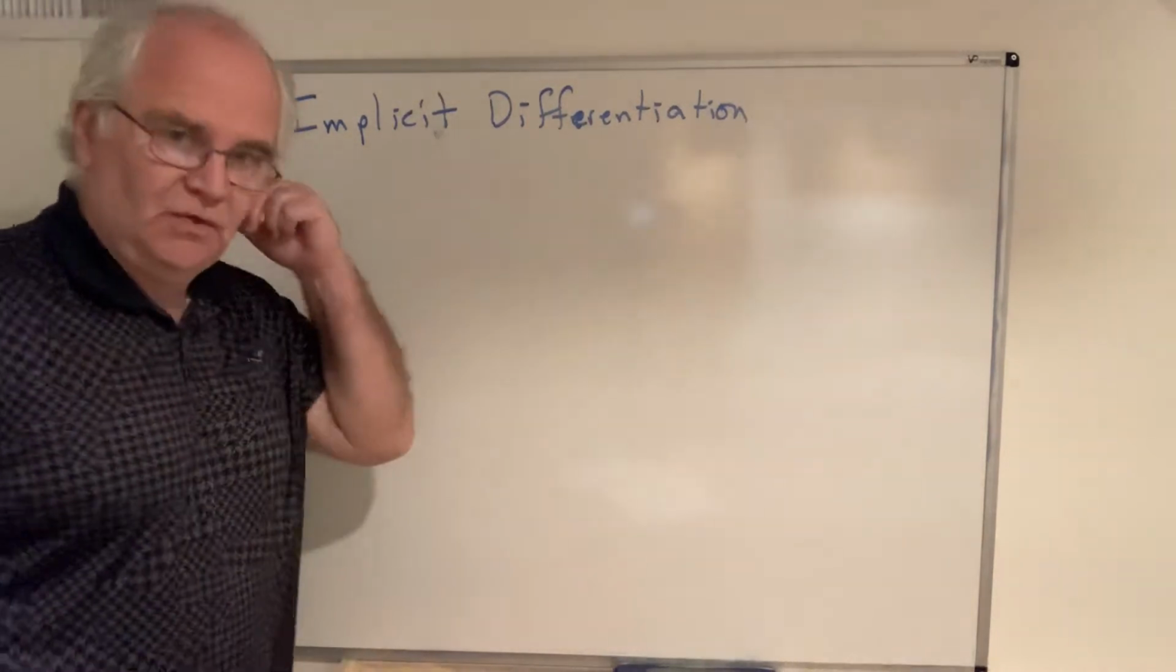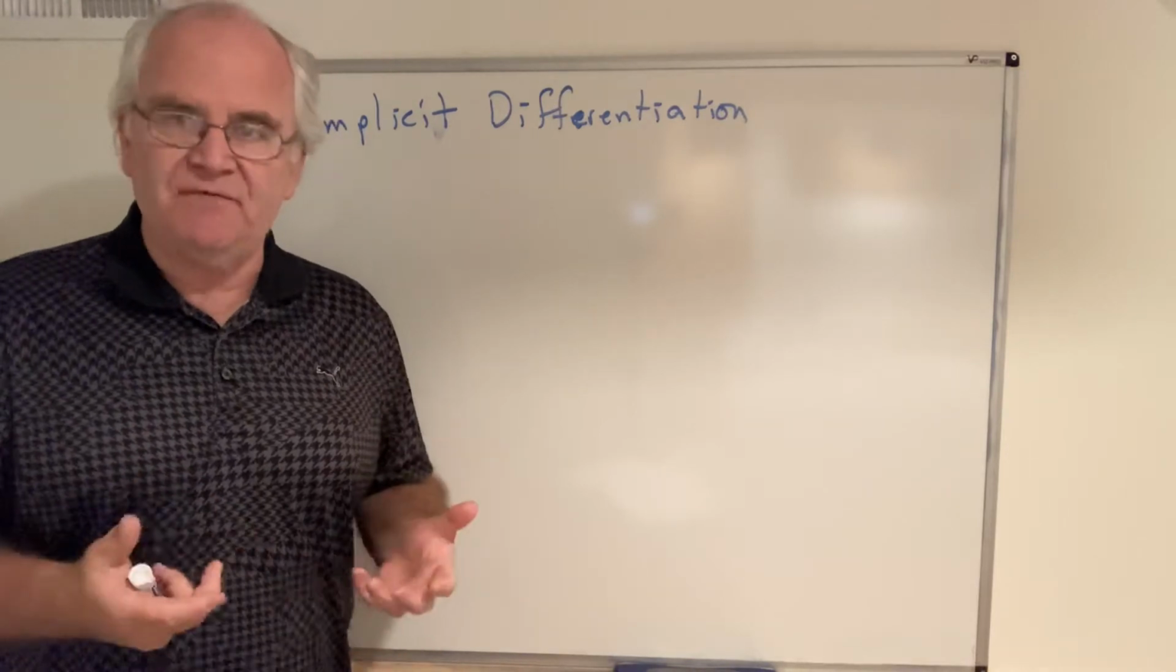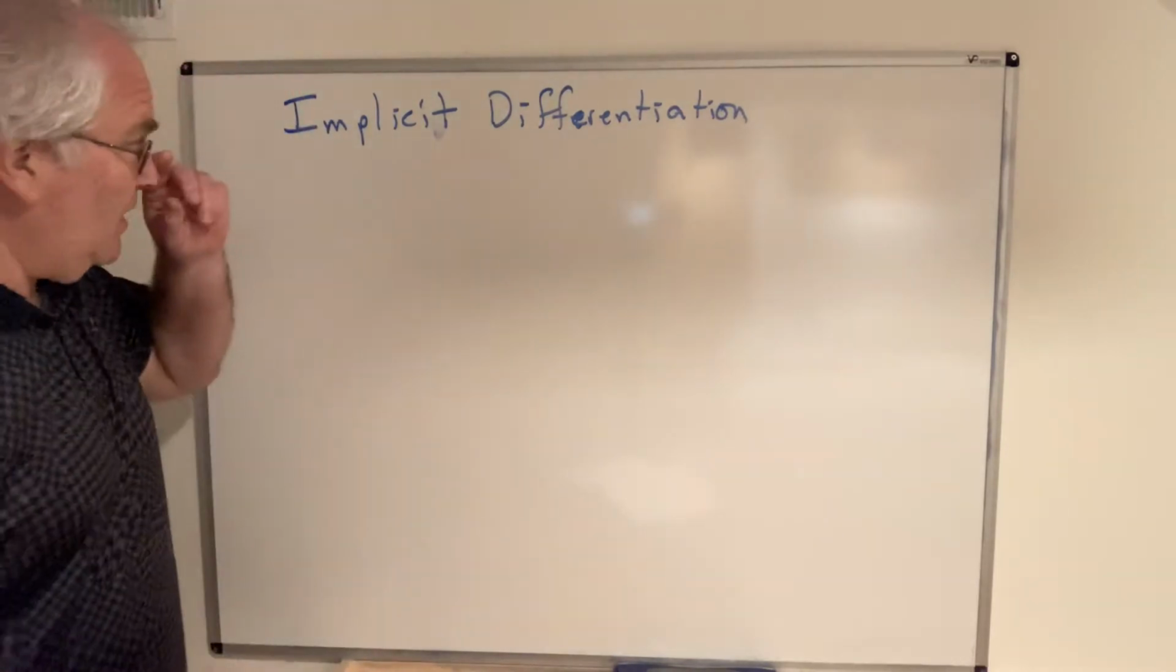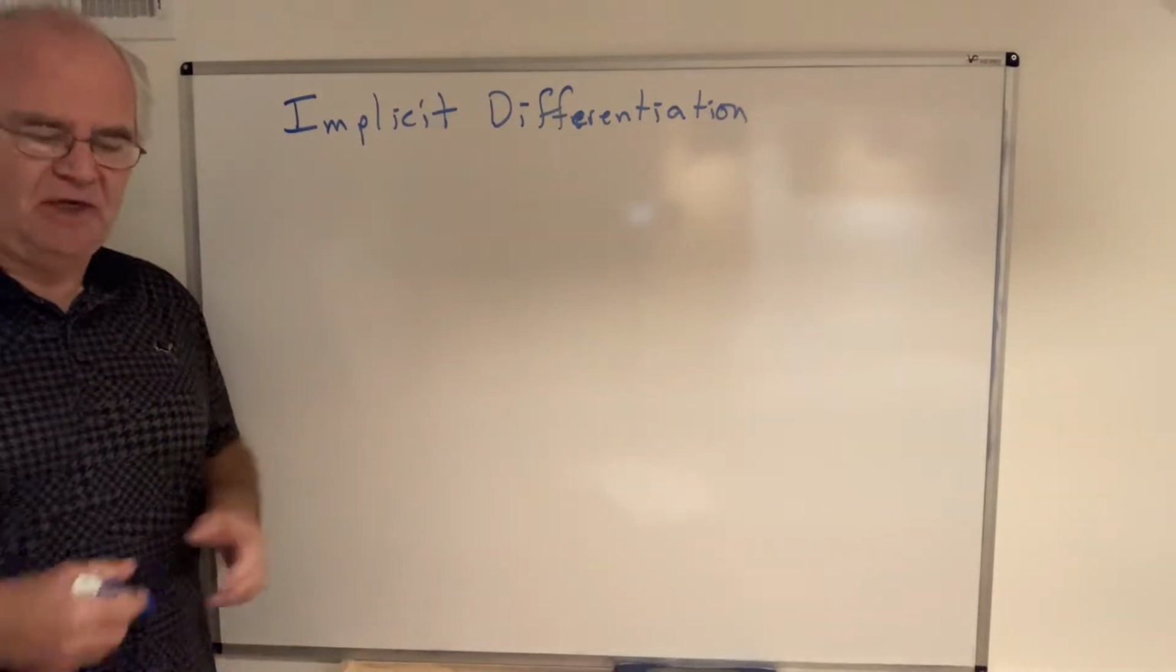Now that we've discussed the rules and the procedures for actually finding derivatives of the various types of functions that we know, we turn our attention to a new notion which is called implicit differentiation.